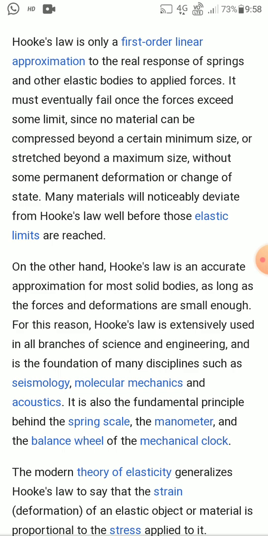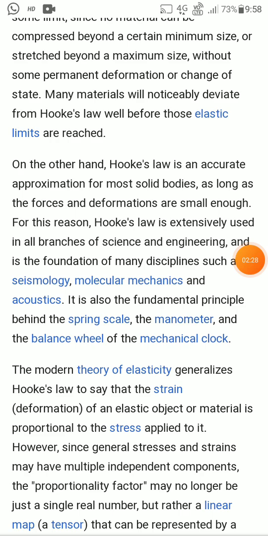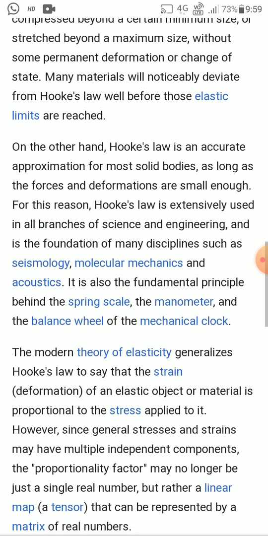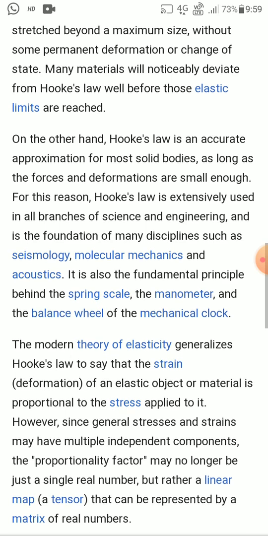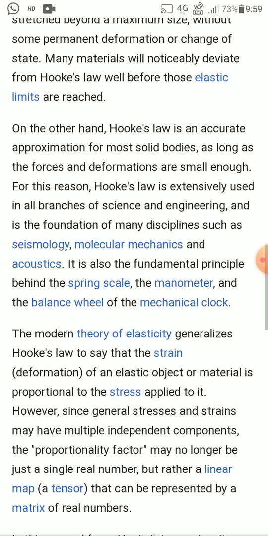Hooke's law is extensively used in all branches of science and engineering, as it is the foundation of many disciplines such as seismology, molecular mechanics, and acoustics. It is also the fundamental principle behind the spring scale, the manometer, and the balance wheel of the mechanical clock.